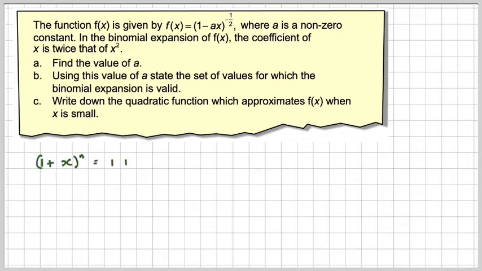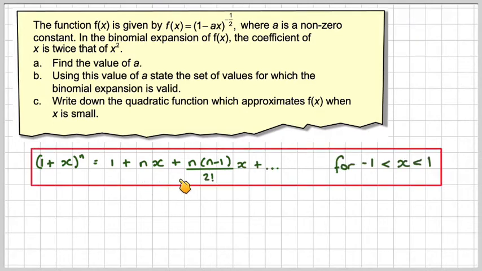So, we should know that (1 plus x) to the n is 1 plus nx plus n(n minus 1) over 2 factorial x squared plus and so on, for x being between minus 1 and 1.